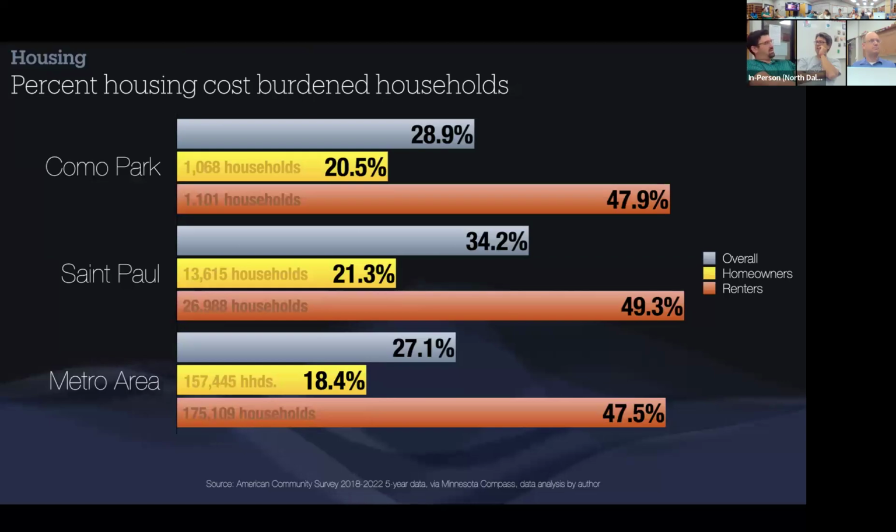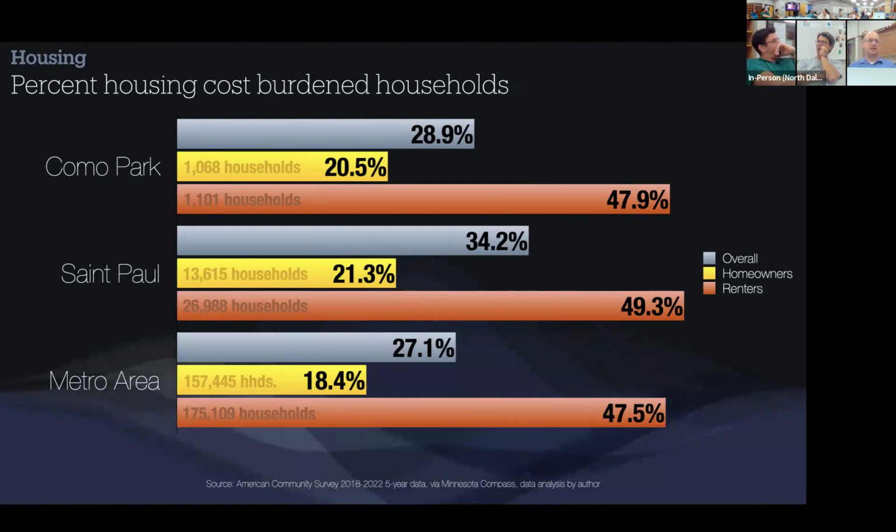Just so I'm seeing this right, that says about 50% of St. Paul's renters are cost burdened households. That is correct, and that's data I'm all too familiar with. Right. I bet. No, that's true, unfortunately.